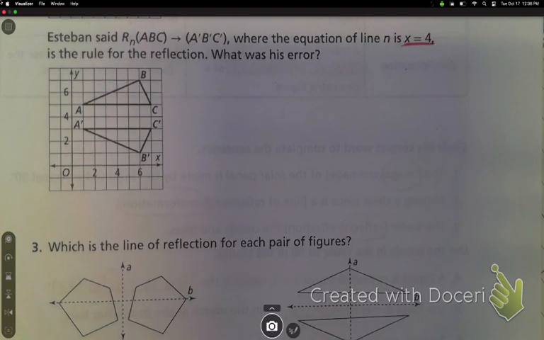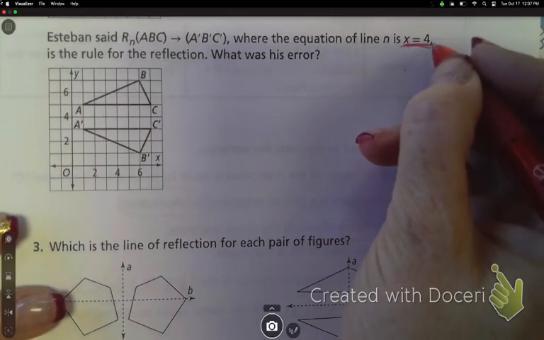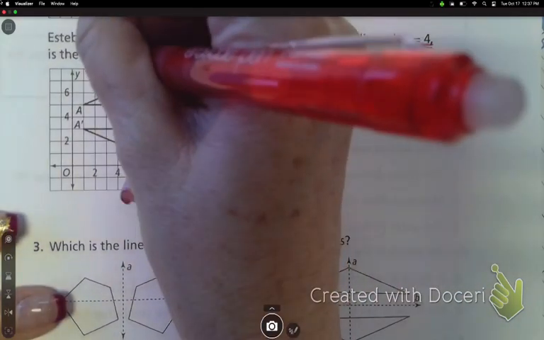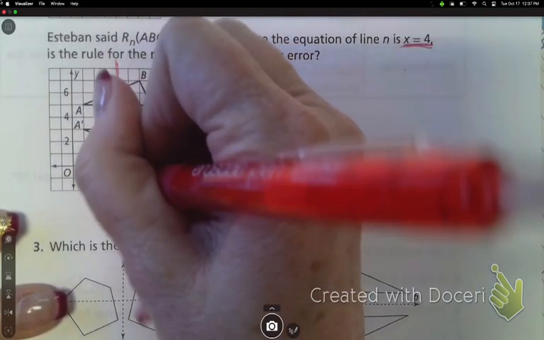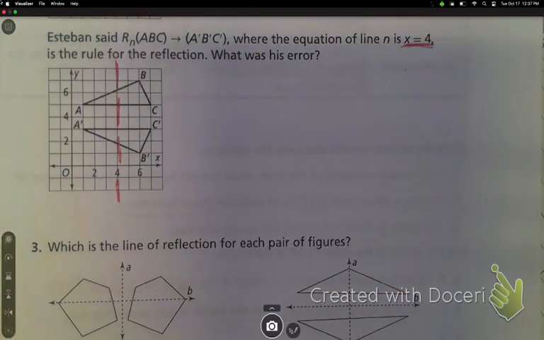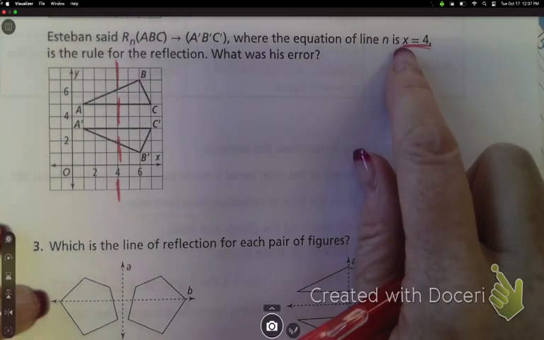We've talked about it before. It's x. Horizontal. No, it's x. Horizontal would be what? Oh, I was right. Vertical. Okay, so this is a vertical line at what? 4. So it's here. Is that right? No. So it is not a vertical reflection.